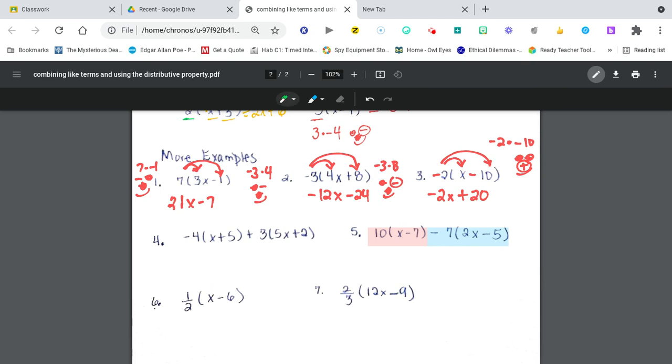So I'm going to multiply here first. So that's going to be 10 times x is 10x. And then I have 10 times -7. Positive 10 times -7 leaves me with a negative. That's going to be -70.